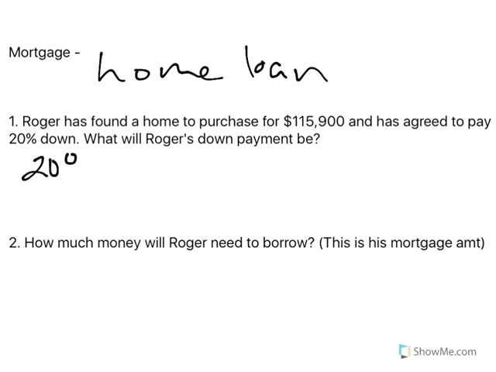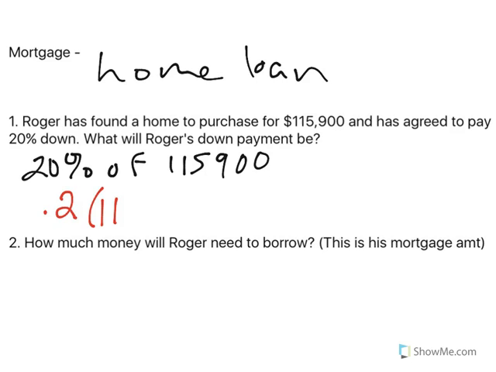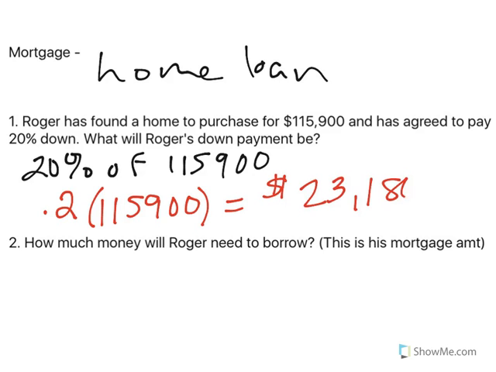So he's going to pay 20% of $115,900. And of means multiplied, 20% is 0.2. So 0.2 times 115.9 gives us a down payment of $23,180. So that's what he's going to pay up front.